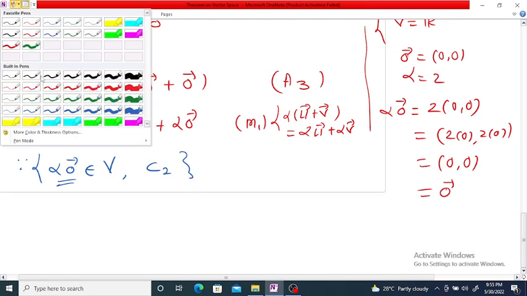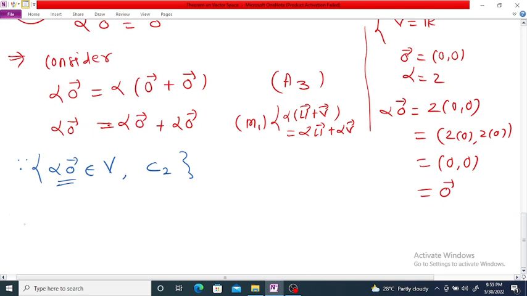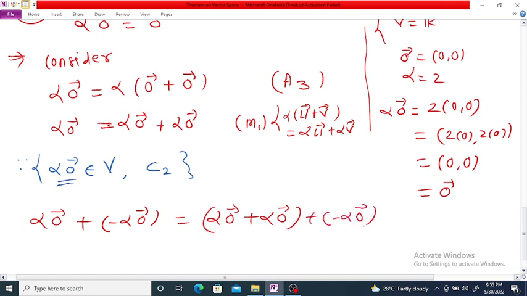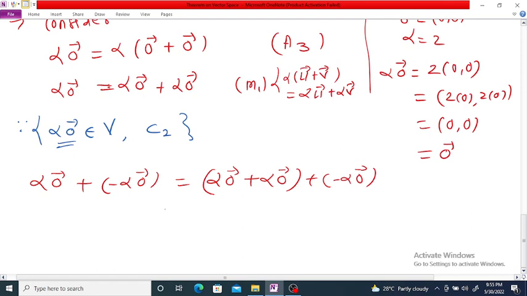So by using this property, we can add the additive inverse of alpha 0 bar, which is minus alpha 0 bar, which is equal to alpha 0 bar plus alpha 0 bar plus minus alpha 0 bar. Using the associative property again, on this side it is 0 bar, since u bar plus minus u bar is 0 bar, and on this side we can write alpha 0 bar plus alpha 0 bar plus minus alpha into 0 bar.